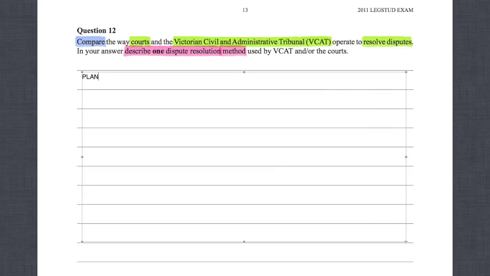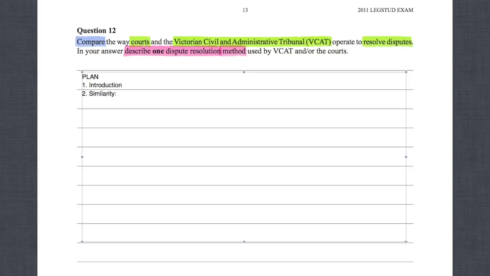So let's have a little look at a plan. First things first, it's an 8-mark question. We need to have an introduction. It doesn't need to be long, it's simple and brief, but it's important. The second thing is we need to start thinking about those differences and similarities. Now, for the sake of ease, I would probably be doing 2 similarities and 2 differences.